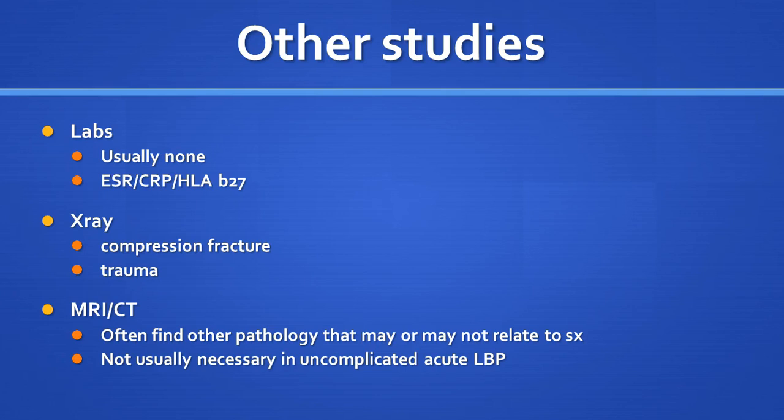MRI and CT, if you get an MRI or a CT scan on someone with acute low back pain, you're going to find stuff. Even if they're 20 years old, you're probably going to find something that's not related to the symptoms they have right now. So usually those studies are not necessary for uncomplicated acute low back pain, and usually they're not going to be helpful unless you've got some other red flags or other concerns.